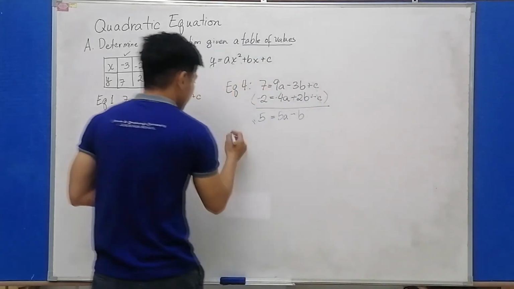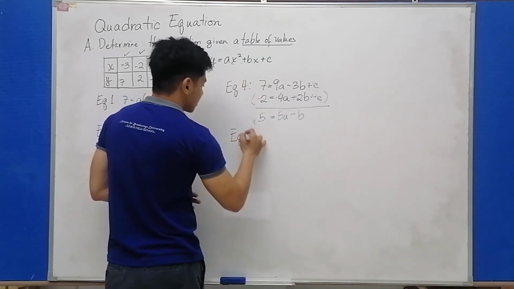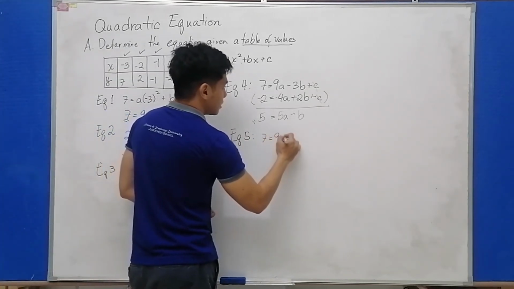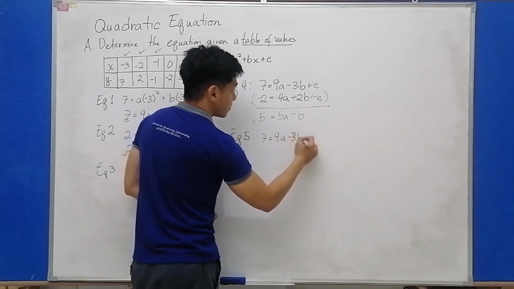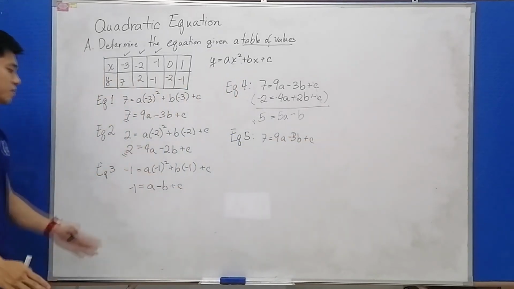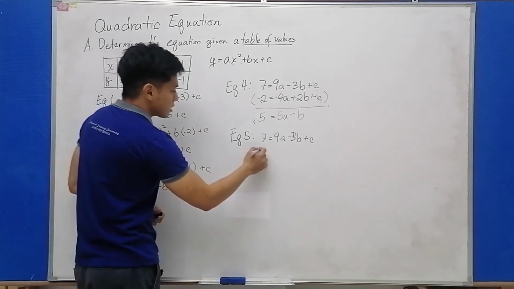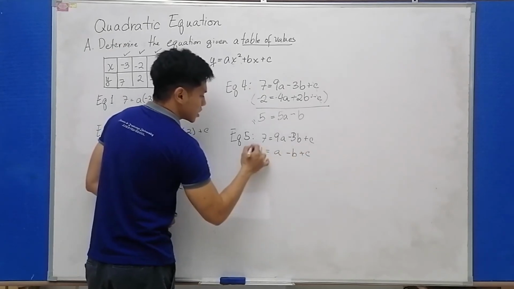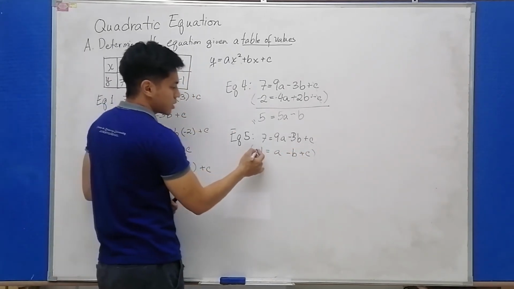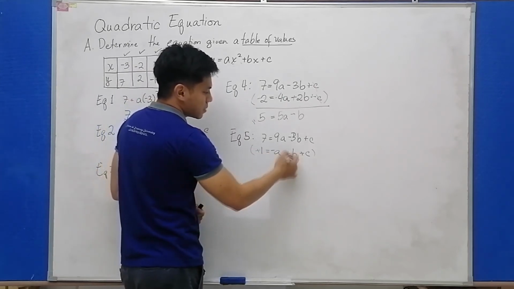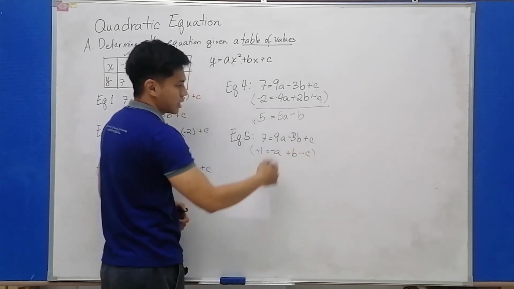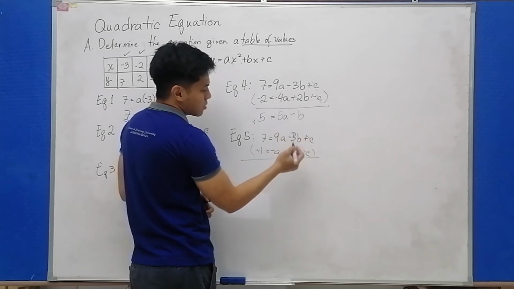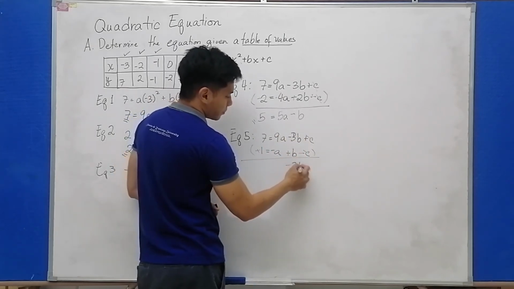For equation 5, we're going to be taking the first equation again: 7 is equal to 9a minus 3b plus c, and then we're going to subtract equation 3. Equation 3 is negative 1 is equal to a minus b plus c. So we change the sign again: negative becomes positive, a becomes negative, b becomes positive, and c becomes negative. And again, we will now cancel c. And then negative 3 plus b, we have negative 2b.